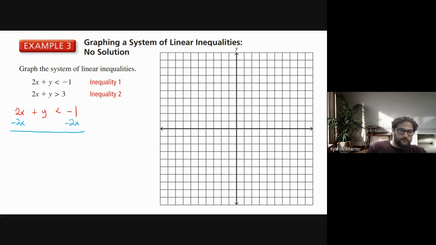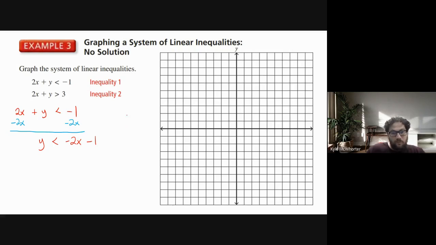So 2x minus 2x is 0. So we just have y left on this side. And then these aren't like terms, so we just leave them. So y is less than -2x minus 1. Okay, so now we're going to graph this inequality. We've got it in slope-intercept form now.